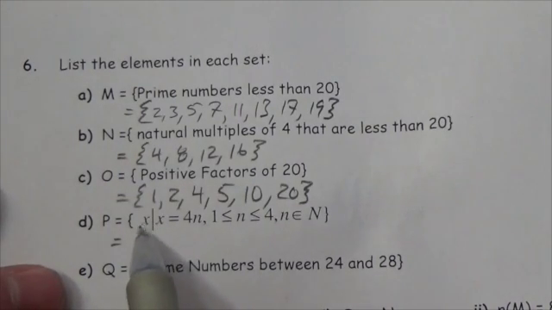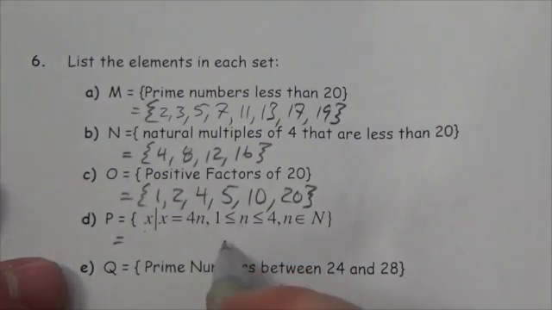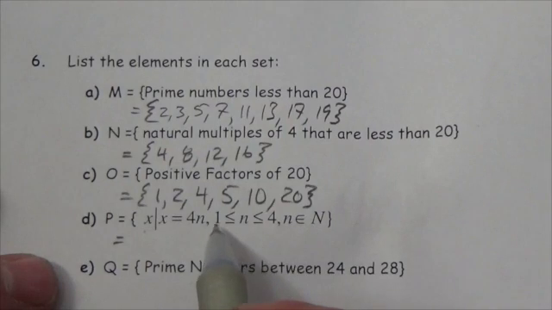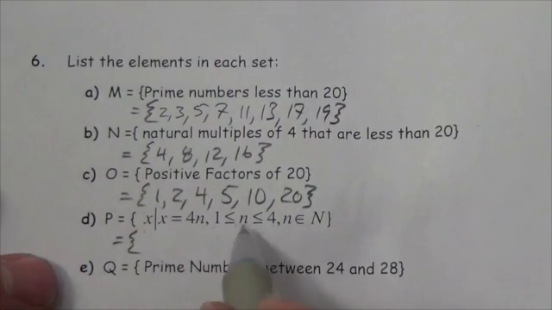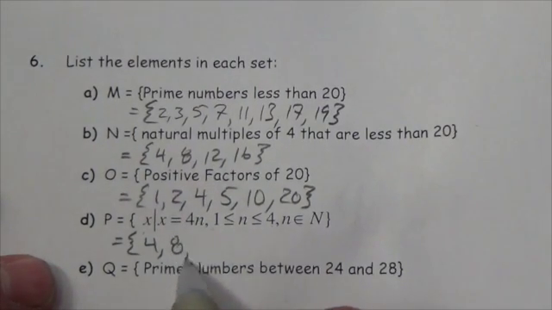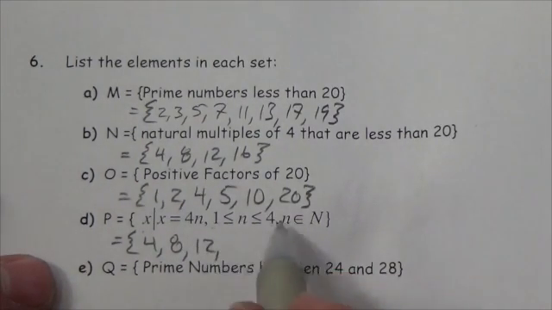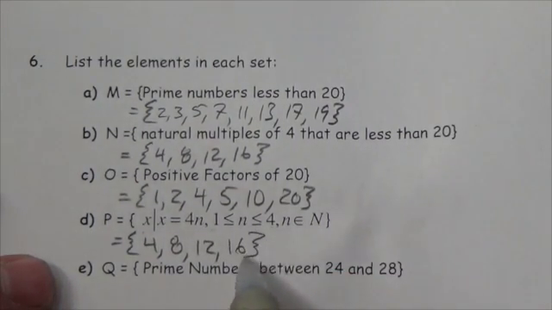Okay, here's a fun one. The set of x values such that x is equal to 4n. Okay, good. I got that. X is going to be 4n. Now, what are the n's? N's are going to be the natural numbers from 1 to 4. So when n is 1, x is 4. When n is 2, x is 8. When n is 3, x is going to be 12, and when n is 4, x is going to be 16.